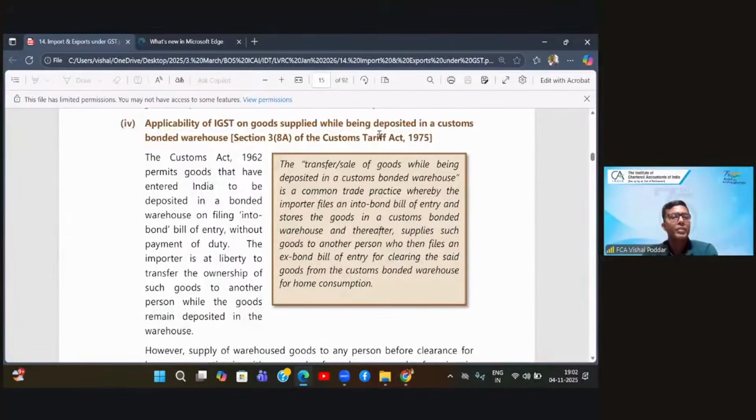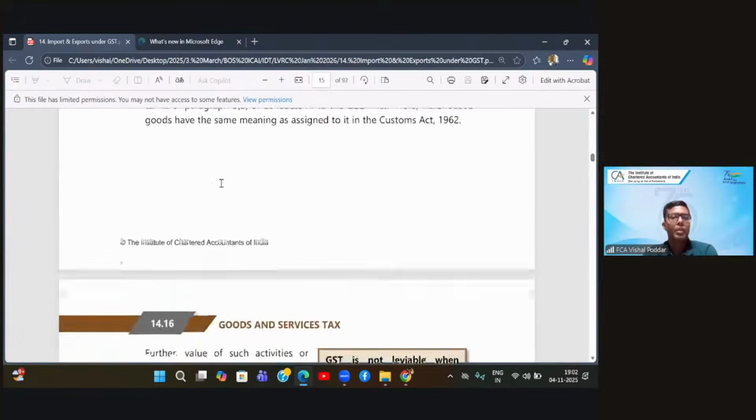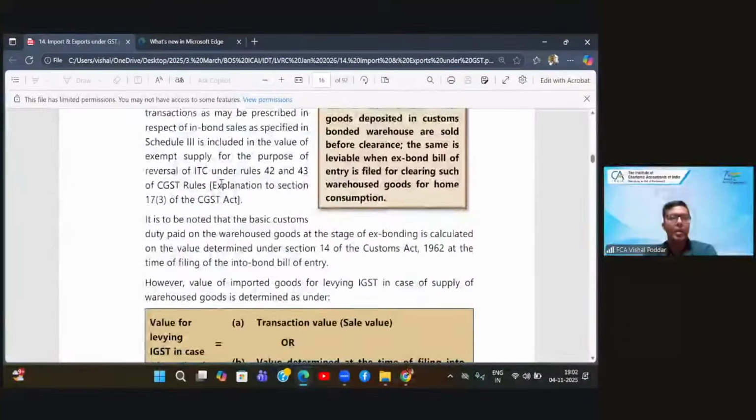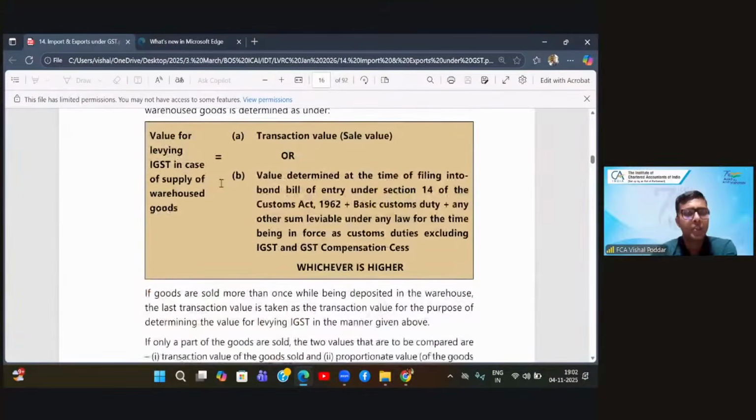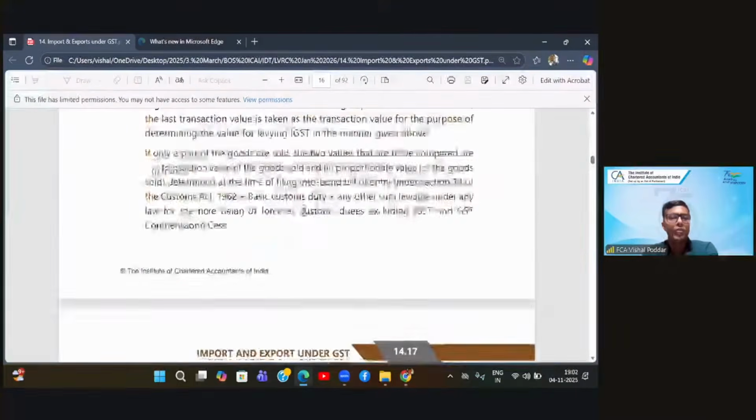Then this point we just discuss in detail: where the goods are deposited in customs, how will the valuation be done? For goods deposited in a customs bonded warehouse, if the original importer is withdrawing, the value will be the value as we discussed above. But if the goods are sold before clearance, then it will be the higher of these two values.